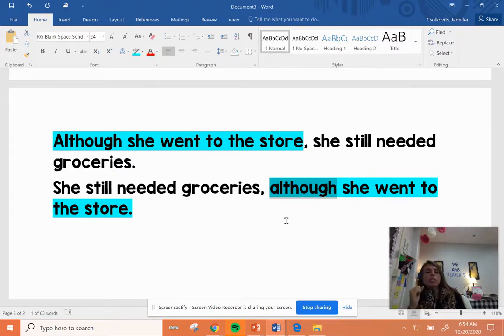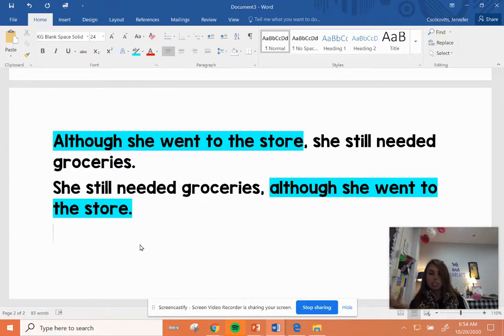Hopefully, subordinating conjunctions will make more sense as we use them. I think they become way more easy as we use them. I'm going to give you 2 more examples, and then your task is going to be to go provide me a list of as many subordinating conjunctions as you can find and tell me why we use them. So the answer is to start a dependent clause.